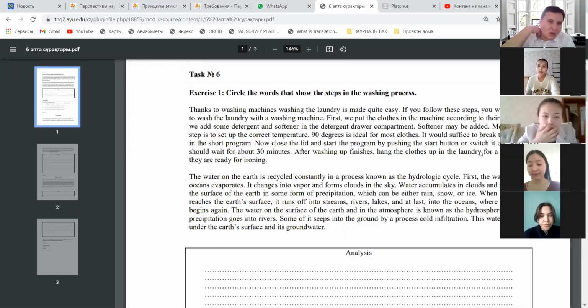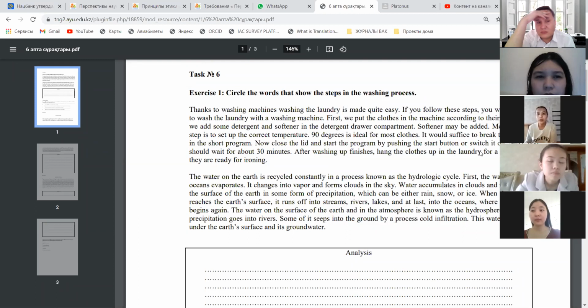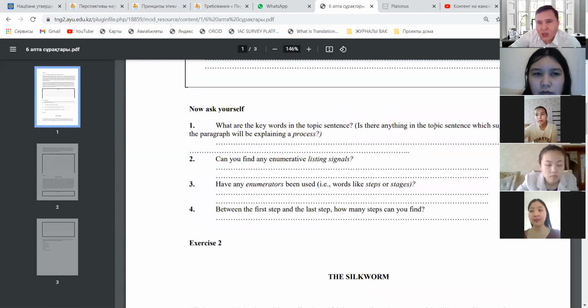First sentences in both. Baljan, find out the topic sentence in the first paragraph. In the first paragraph, the topic sentence is: thanks to washing machines, washing the laundry is made quite easy. And here's a keyword. The second sentence is a topic sentence which suggests that the paragraph will be explaining a process.